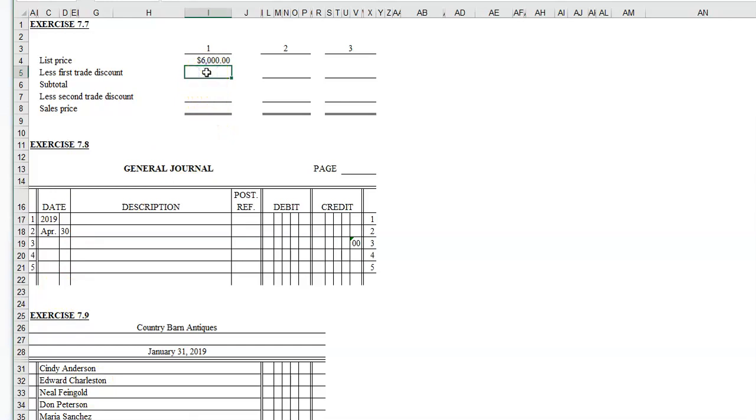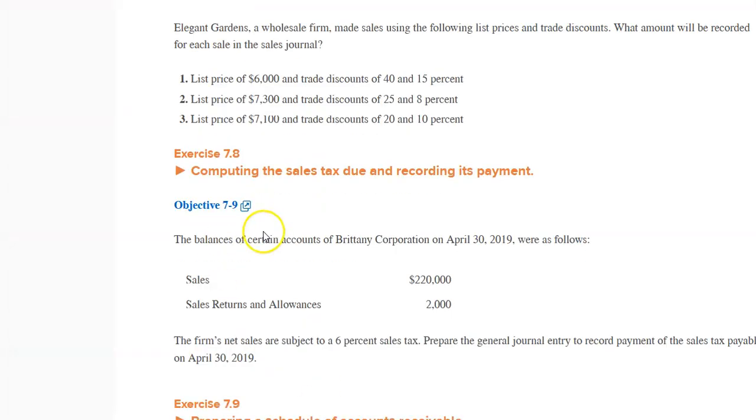So 40% of 6,000 is 2,400. That should give us a balance of 3,600. Then we've got to take 15% of the 3,600, which is 540, and that gives us a sales price of 3,060. So that's all you need to do for these problems. I will let you do 2 and 3 on your own so you can practice and move on to 7.8.